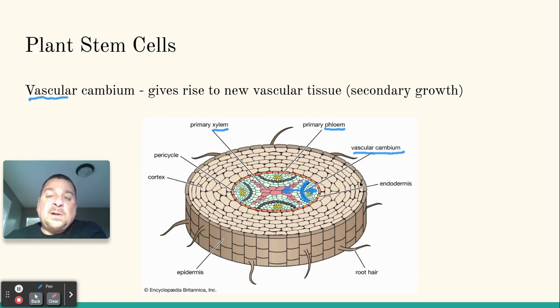There is a third one called cork cambium. Cork cambium is found more in woody plants. This is what would be producing the cork, which eventually becomes the bark. And we'll discuss that in a future video as well.